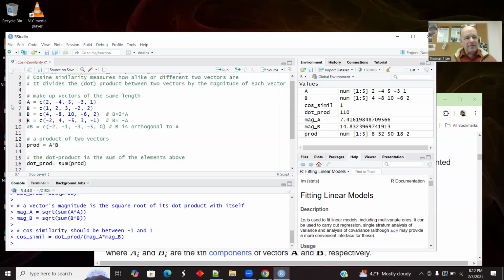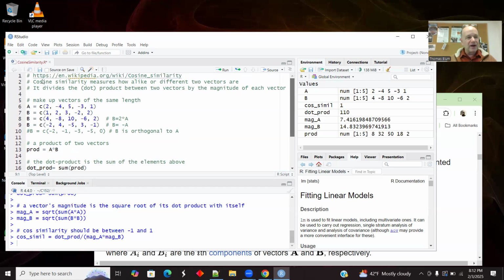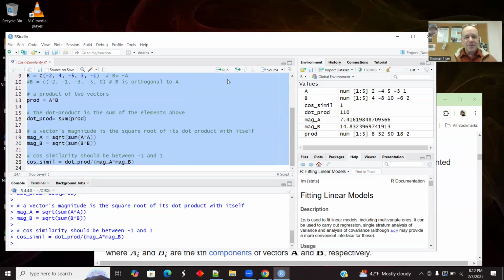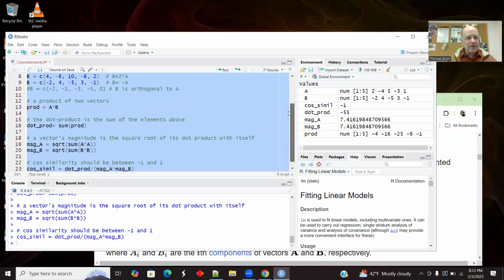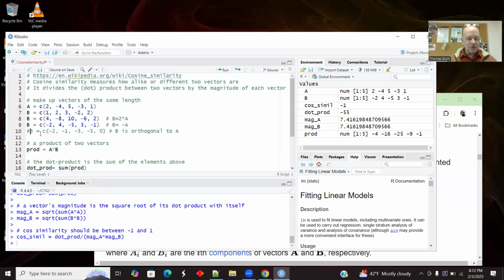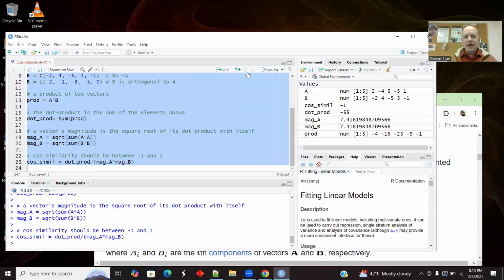In this one, I have B as minus A. So really this time they're pointing in opposite directions. And I get a minus 1. And then finally, I set it up so that A times B gave me 0. And I can get the cosine similarity to be 0.